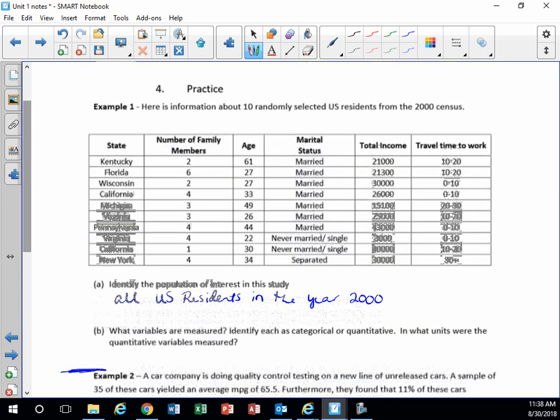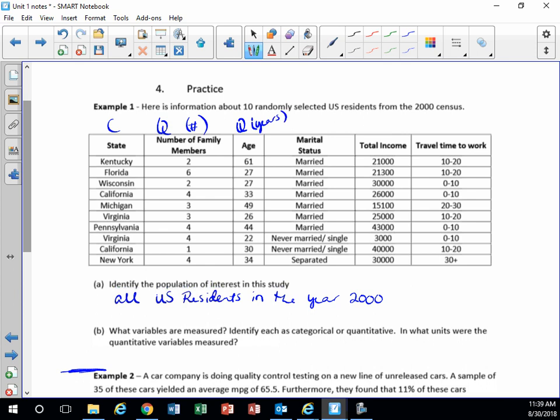So state, what do you think? Is that categorical or quantitative? Qualitative. Put a C, it is qualitative. That's another word for categorical. What about number of family members? Okay, and then I think I asked you units, so what'd you say for that? Like number? I mean, there's not really a good unit for that one. All right, age. Okay. Years, right?